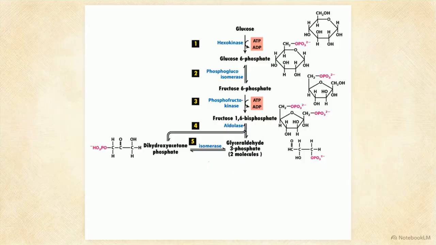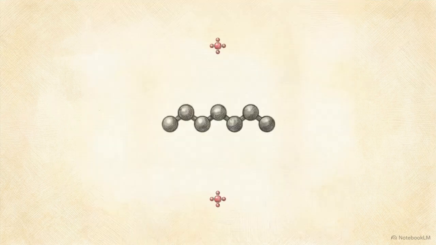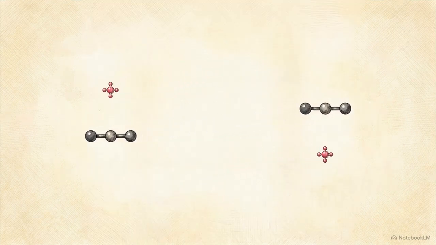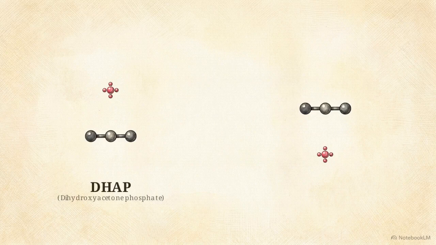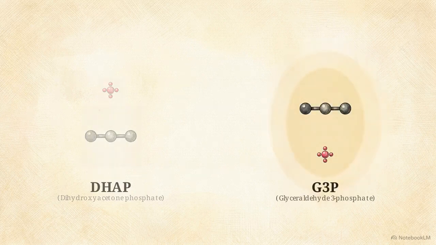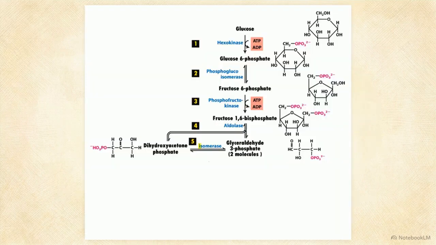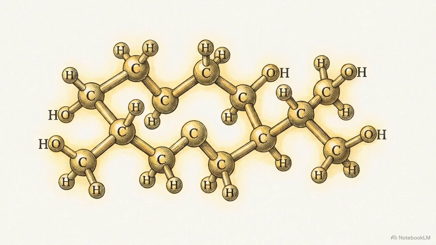That tension is released in step 4, where the enzyme aldolase cleaves the unstable 6-carbon molecule directly in half. This cleavage produces two distinct 3-carbon molecules, dihydroxyacetone phosphate, or DHAP, and glyceraldehyde 3-phosphate, known as G3P. Only the G3P molecule can proceed directly to the next phase of respiration. Because of this, an isomerase enzyme in step 5 rapidly converts the DHAP into a second molecule of G3P. From this point forward, every single reaction will occur twice for every one molecule of glucose that entered the pathway.